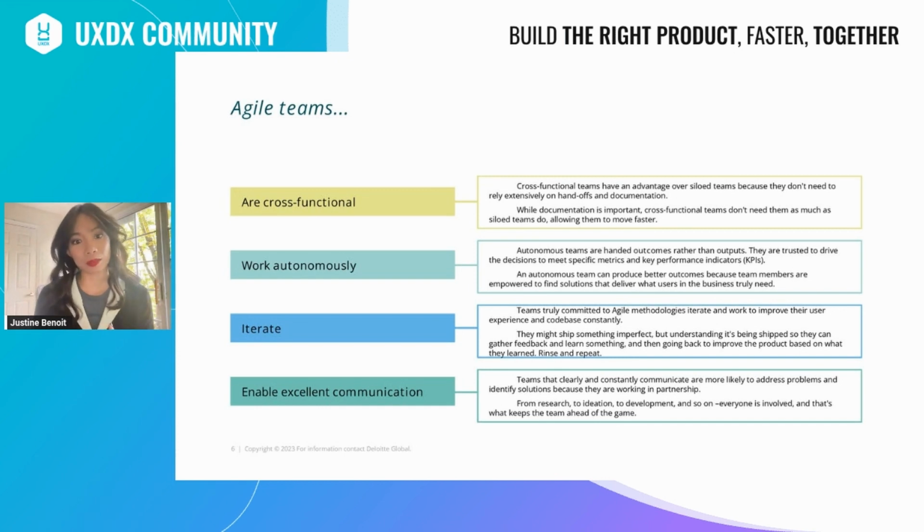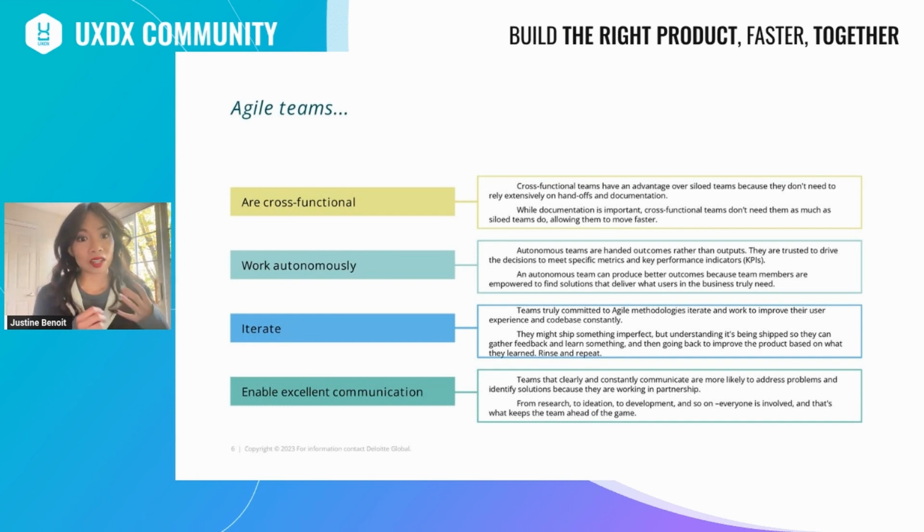Next is that agile teams work autonomously. Autonomous teams are handed outcomes rather than simply being handed out some outputs. And so they are entrusted to drive decisions in order to accomplish those outcomes.